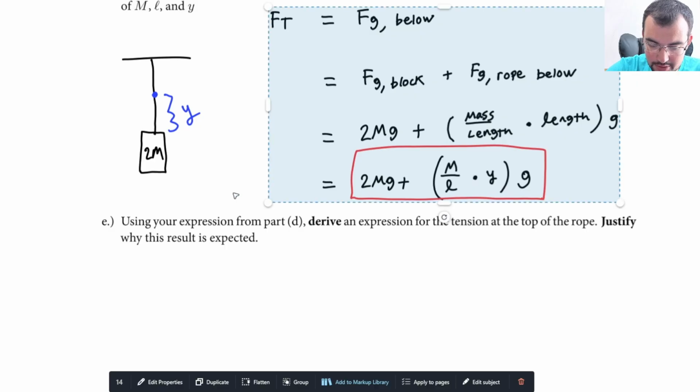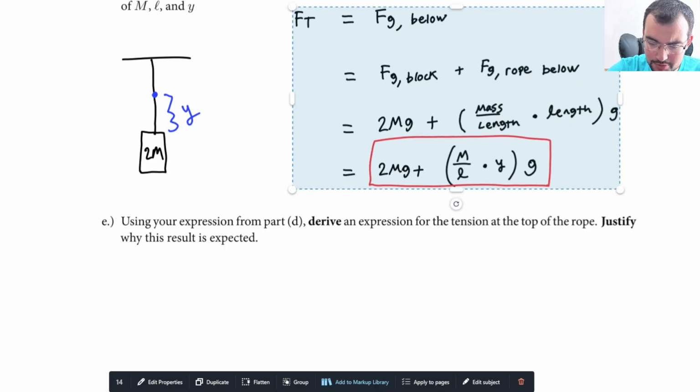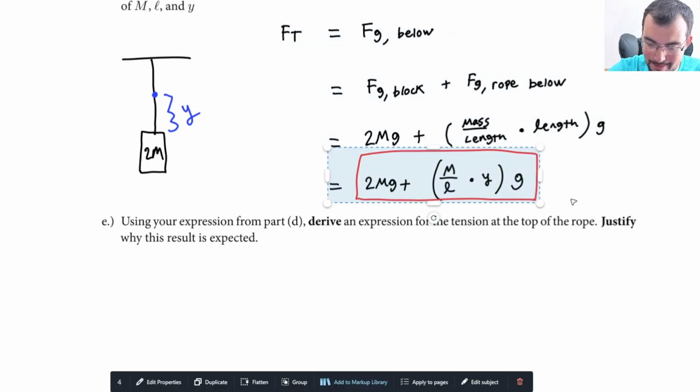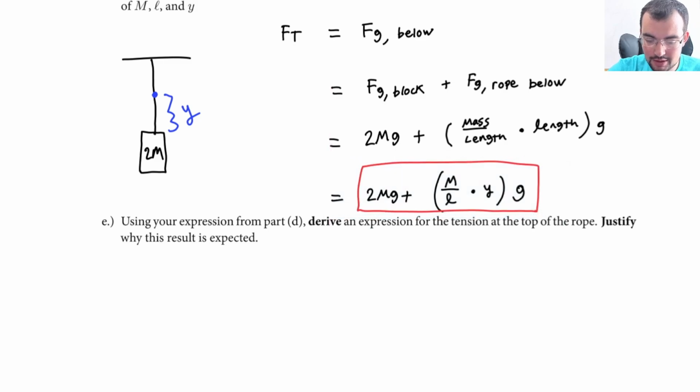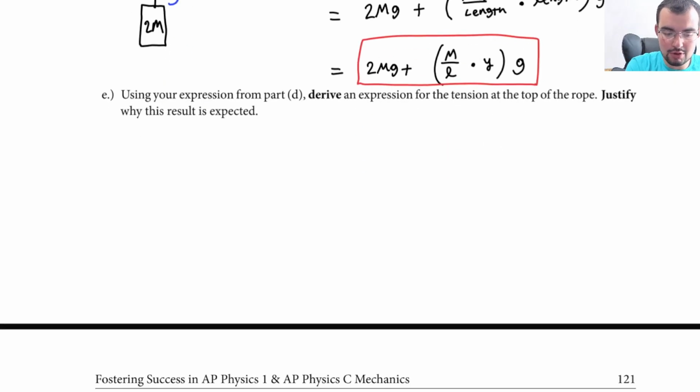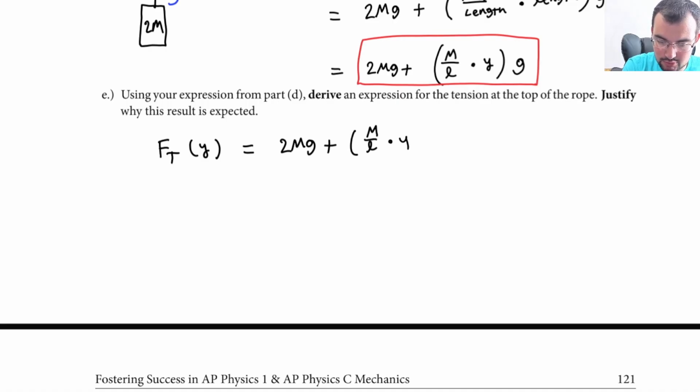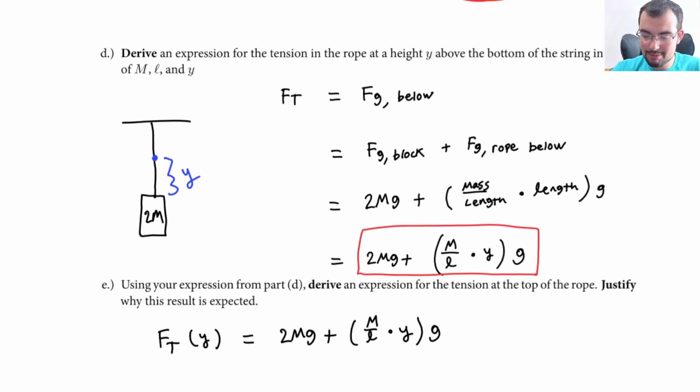But this is like the only problem I could think of asking with a rope that's not uniform. That's not ideal. And then using our expression from part D, determine the tension at the top of the rope. So what we just figured out is that the tension at a height y from the bottom of the rope is 2 mg plus m over L times y times g.